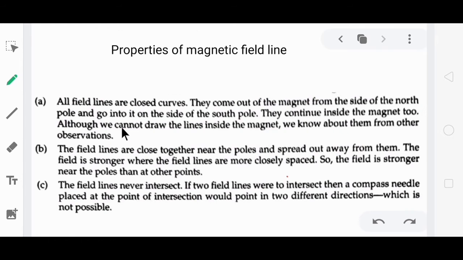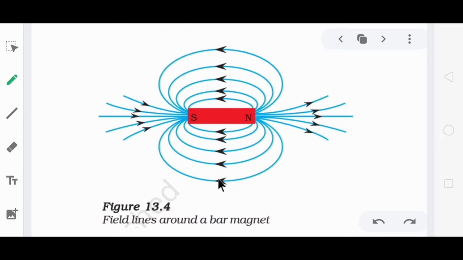Now it is said the field lines are close together near the poles and spread out away from them, and the field is stronger where the field lines are more closely spaced. So the field is stronger near the poles than at other points. Here you can see in this diagram, if we come near the magnet, magnetic field lines are dense, they are crowded.